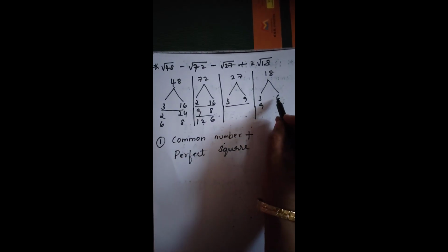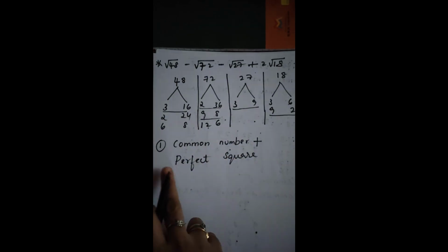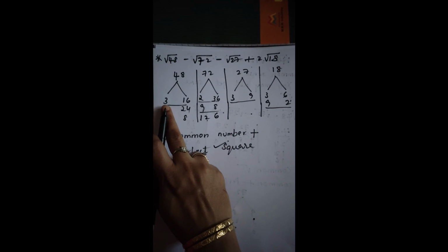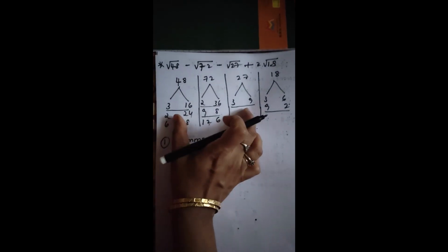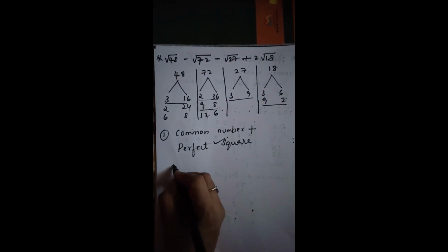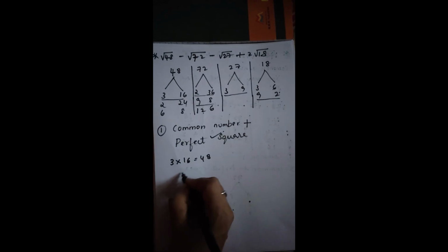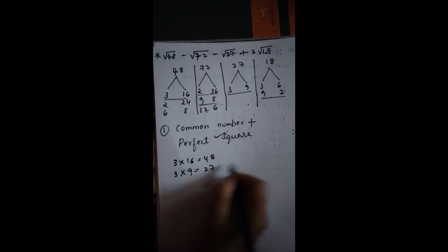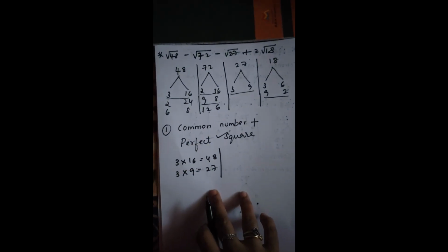Next we have 3 and 6, no perfect square, then 9 and 2. Now this perfect square step is done. See the common number. Is 3 common here? No. Common here? Yes, sorry, yes. Take these two: 3 into 16 for 48, then 3 into 9 for 27. So this step is done for 48 and 27.